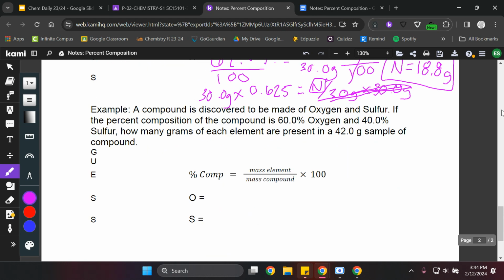All right. Go ahead, give this last one a try here. A compound is discovered to be made of oxygen and sulfur. The percent composition of the compound is 60% oxygen and 40% sulfur. How many grams of each element are present in a 42-gram sample of the compound? So take a minute, work through the problem, see what we get, and then we'll compare answers in just a little bit. So pause here, go ahead, give the work, and then we'll walk through it here in just a second.